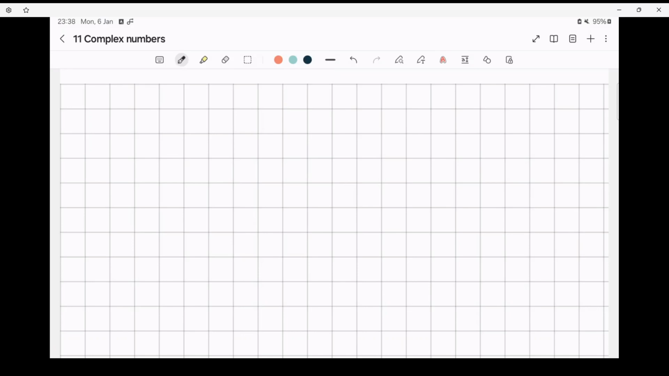Hi everyone, welcome to chapter 11 of P2 P3 A levels on complex numbers. So a little bit of rationale why we need to study complex numbers.